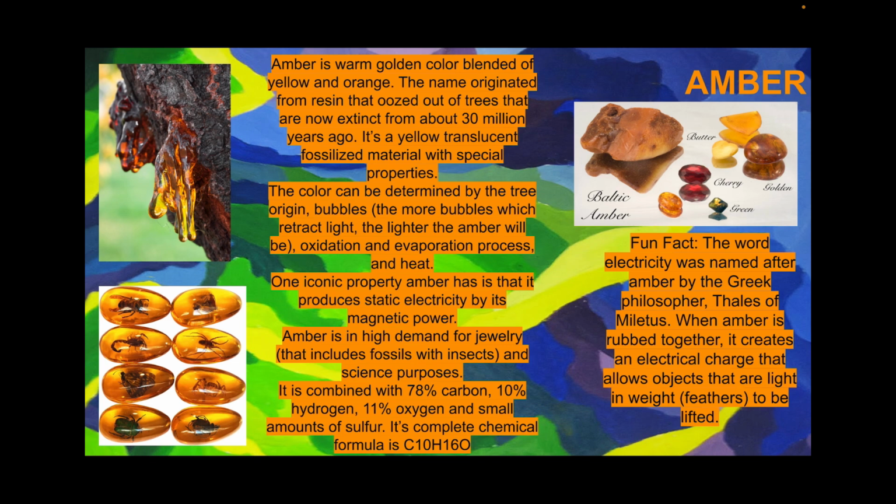Amber is in high demand for jewelry that includes fossils with insects, as you see to the left, bottom left, and for science purposes. It is composed of 78% carbon, 10% hydrogen, 11% oxygen, and small amounts of sulfur. Its complete chemical formula is C10H16O.